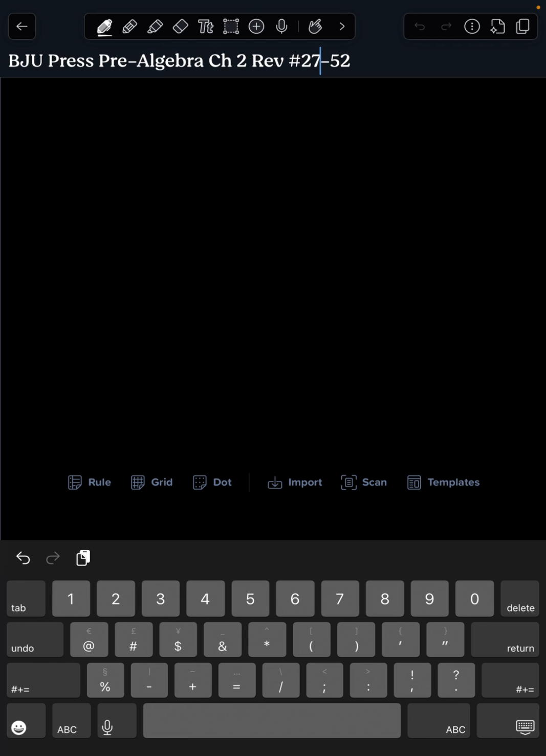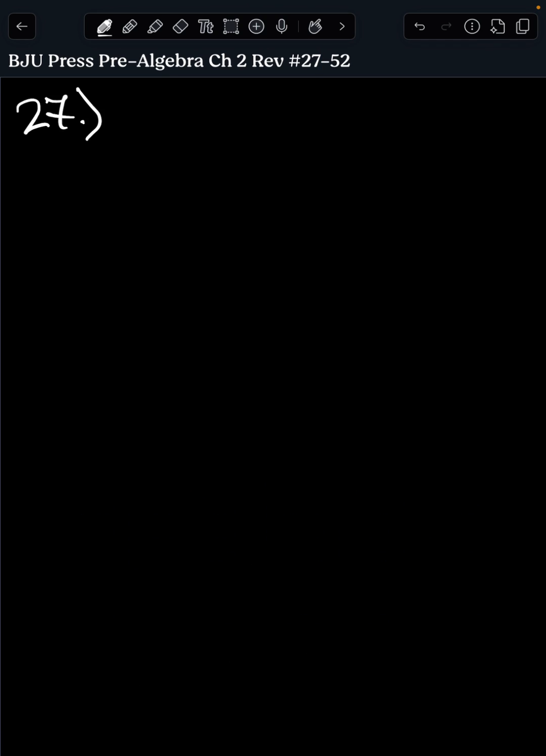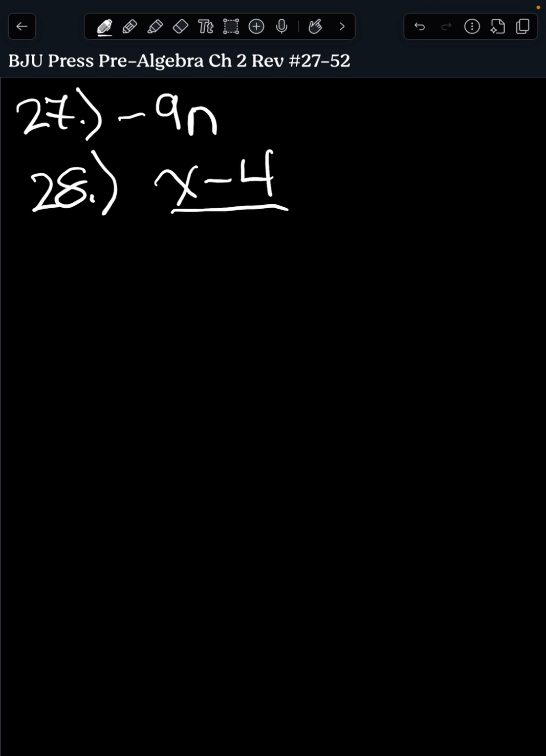Write each word phrase as an algebraic expression. Number 27, it says the product of -9 and n. This means multiply. The product is a multiplication, so -9n. 28. A third of the difference of x and 4. So we have to write down the difference of x and 4, which would be x minus 4, that's subtraction. And a third of it would divide it by 3.